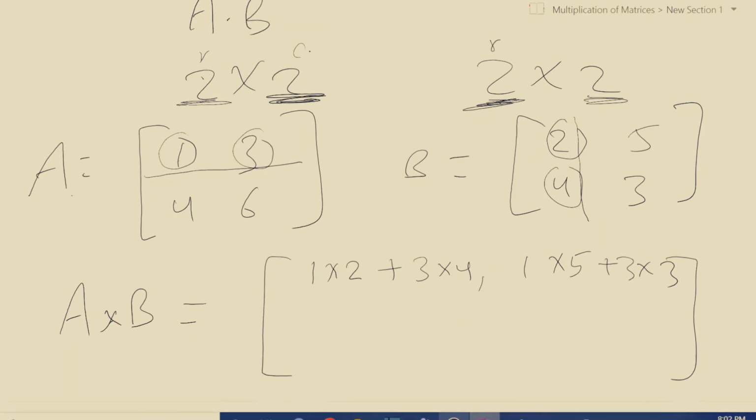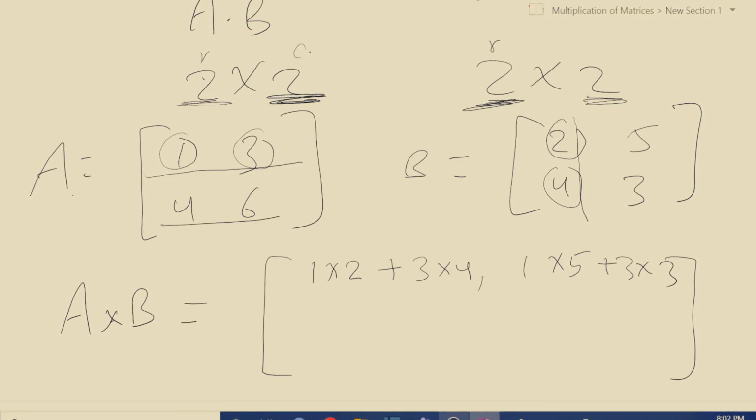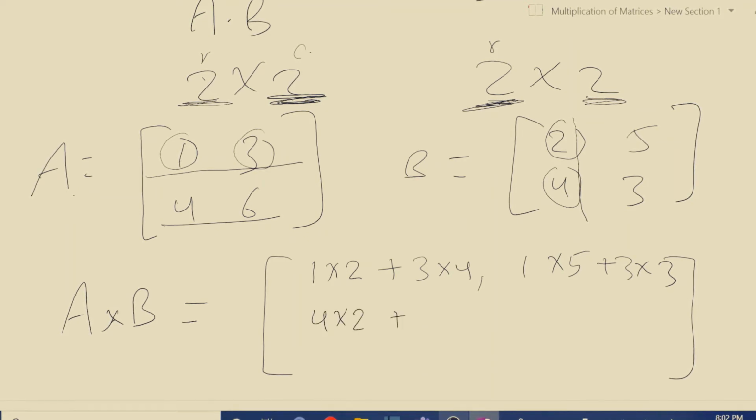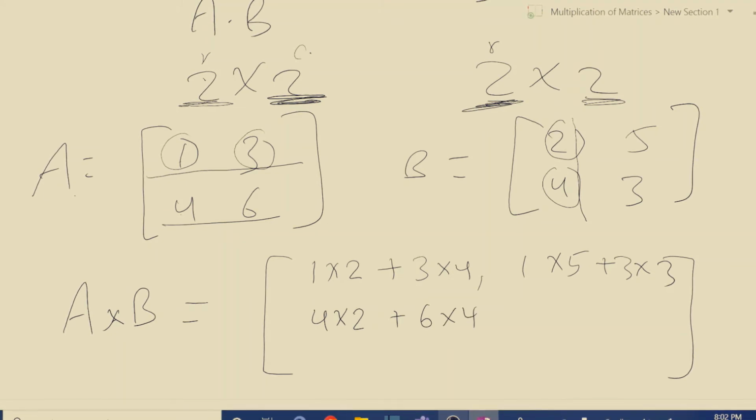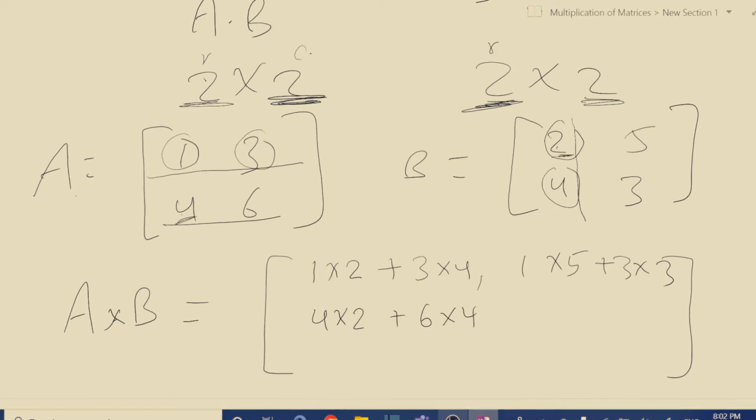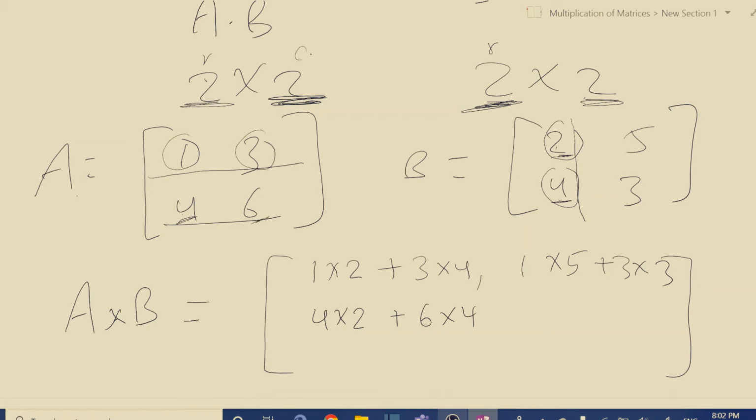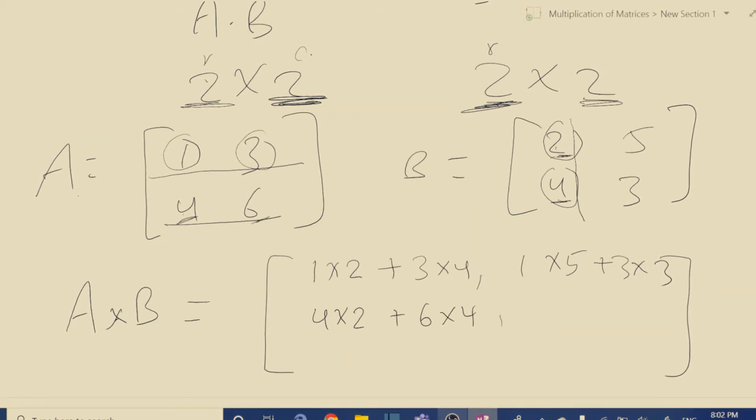So now I move to the second row. Second row multiplied with the first column again. That will be 4 times 2 plus 6 times 4. Okay, 6 here times 4. Next, I move to the second column now.